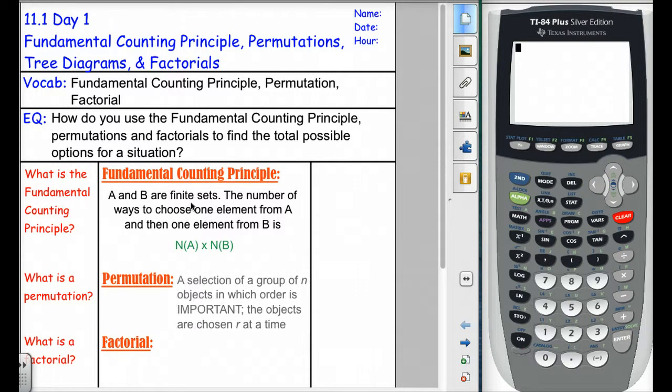A permutation is going to be that selection of a group of n objects in which order is important, and the objects are chosen r at a time. So our formula we're going to use when we get there is capital P with little n and little r subvalues on the sides is equal to n factorial divided by n minus r, the quantity factorial.